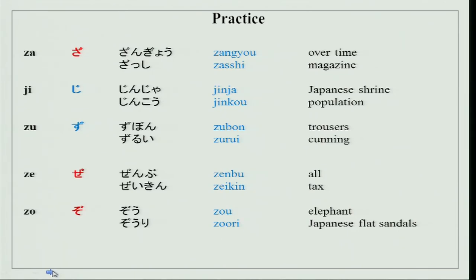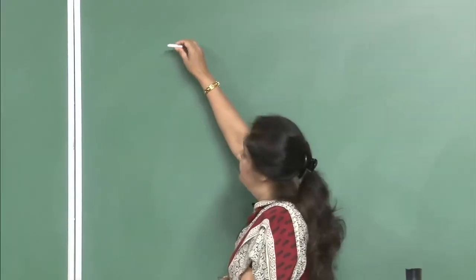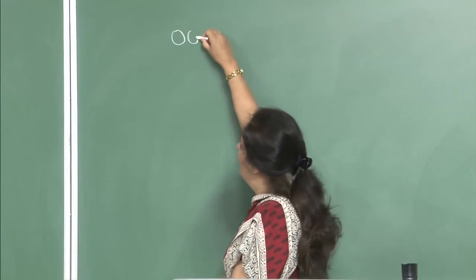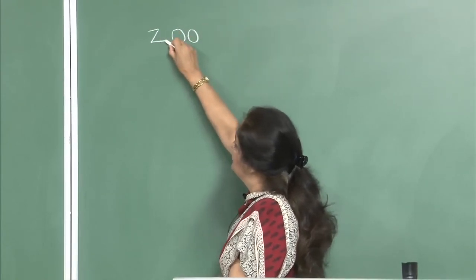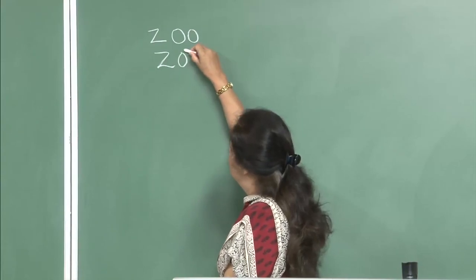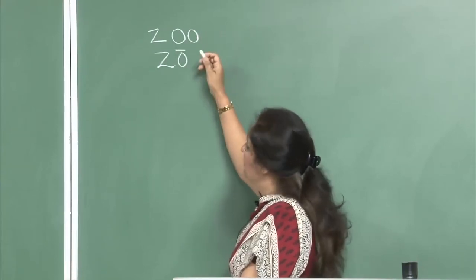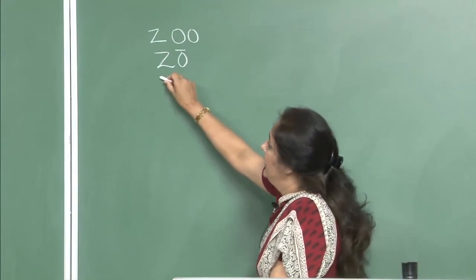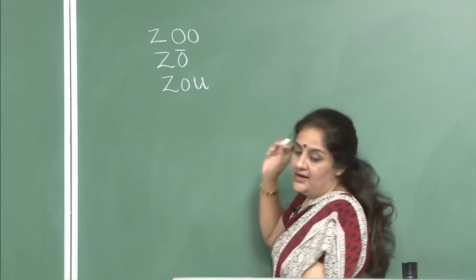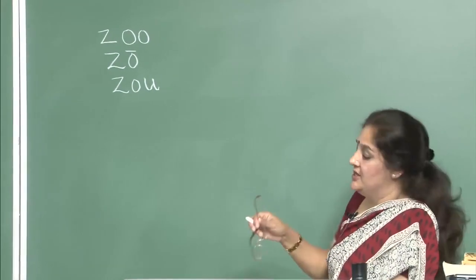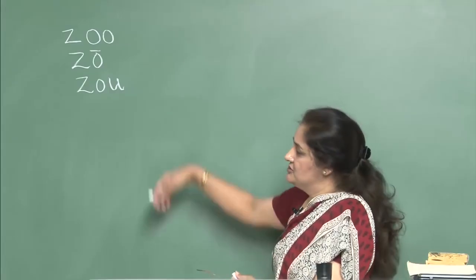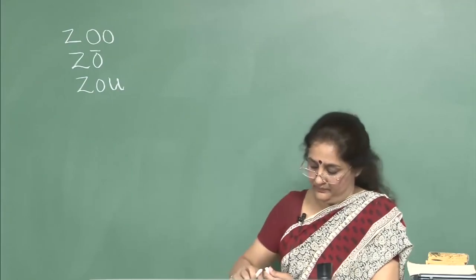Now interestingly, as I told you earlier, for a long sound you can write o as in zo, which is elephant as you saw just now. You can also write zo with a bar on top, which again means it is a long sound, and you can also write zo with a u, which also shows that it is a long sound. So all these will be listed for you so that you are familiar with it. You can choose whichever you want and you can use it when you are writing.